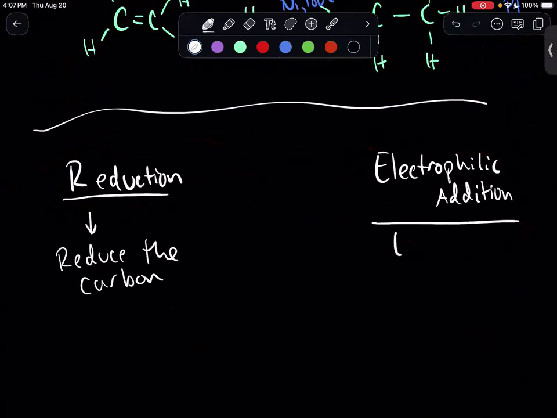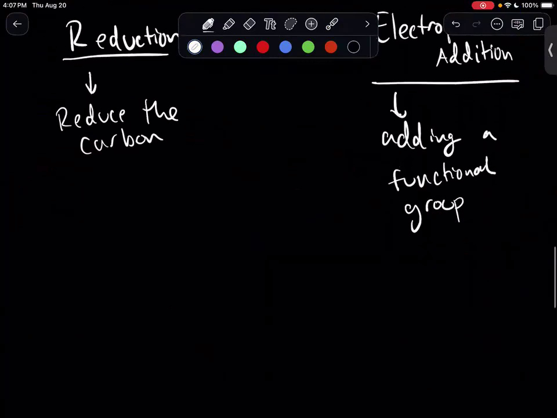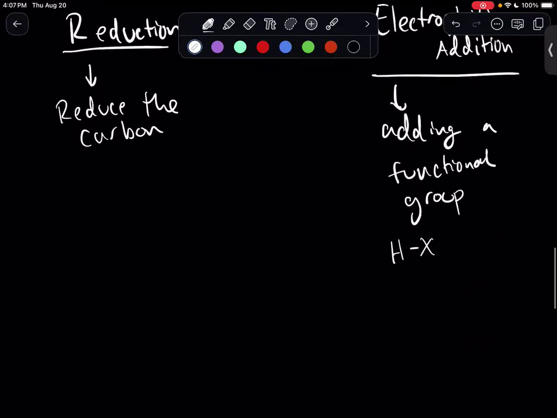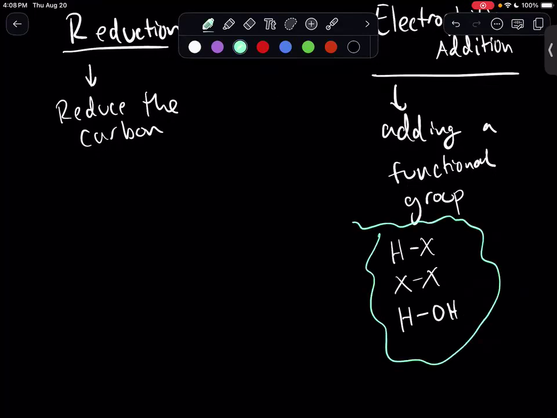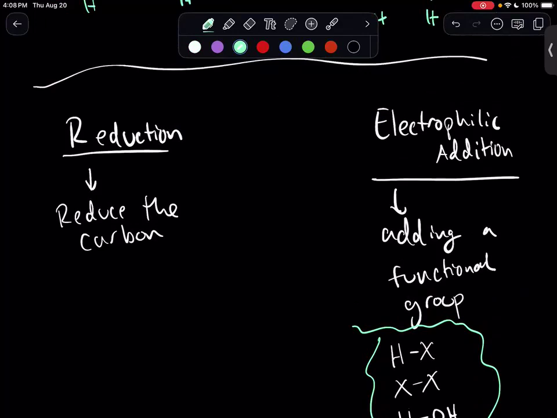But other than counting the oxidation states and looking at the addition of hydrogen, another way to tell the difference is, well, reduction is always going to reduce the carbon. But in electrophilic addition, we're going to end up adding a functional group. So the examples were with like a hydrogen halide is going to make a halogenoalkane. A halogen is going to make a halogenoalkane, and water is going to make an alcohol. So we're going to end up creating a functional group within electrophilic addition, which is a little different than reduction.